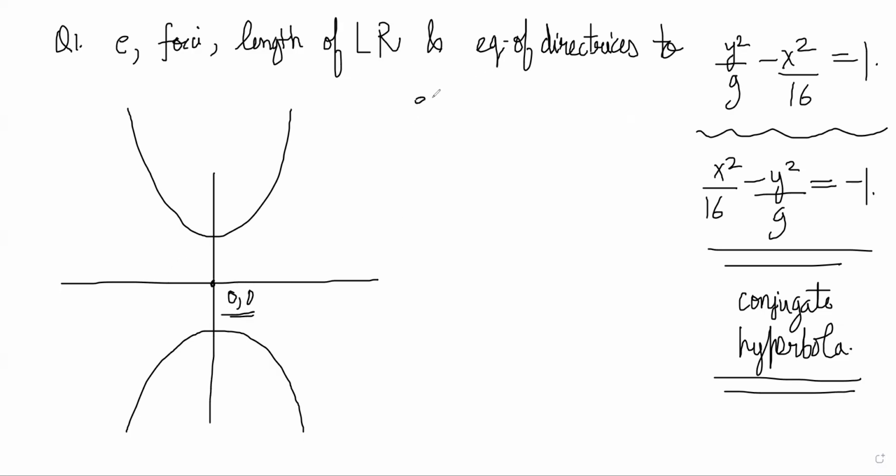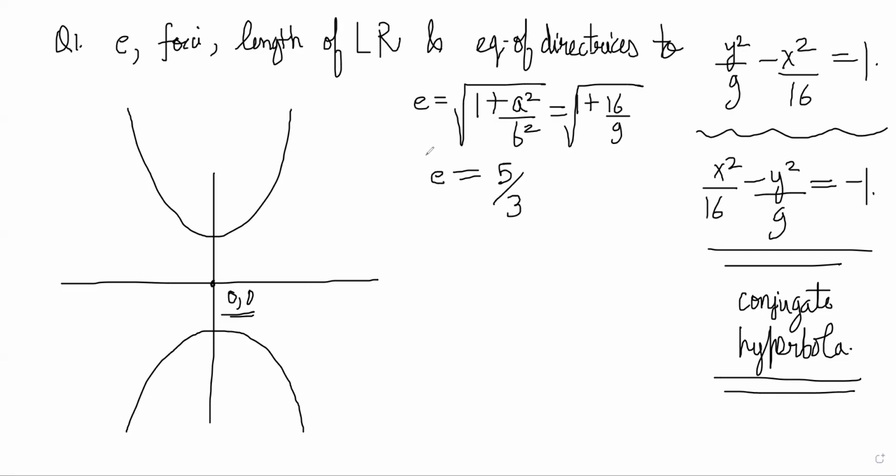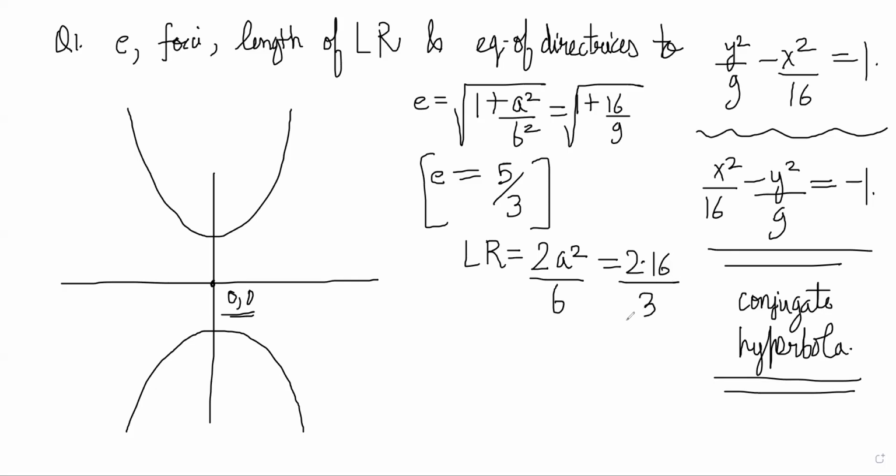The eccentricity would be root over 1 plus a square by b square now. So that becomes root over 1 plus 16 by 9. So that is 25 by 9 or 5 by 3. That is my eccentricity here. Now, the length of the latus rectum is 2a square by b, not b square by a here. So 2 into 16 by 3. So the latus rectum length is 32 by 3 here.